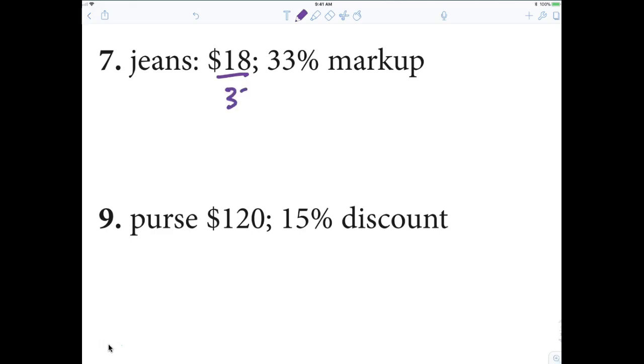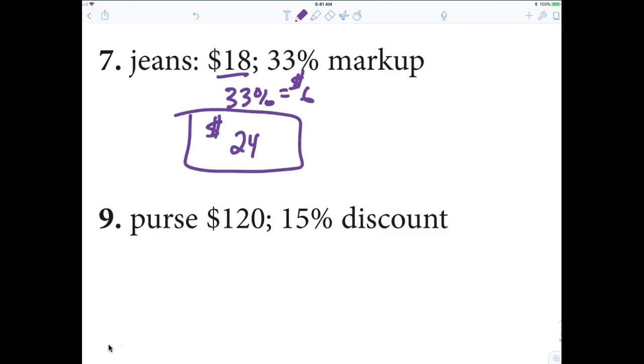So I want everybody to write on their paper, 33% is $6. Does everybody agree you don't need a calculator for this? And then, if I'm going to mark it up $6, then the selling price would be $24. Does everybody understand what I'm saying on that? If you can do it in your head.